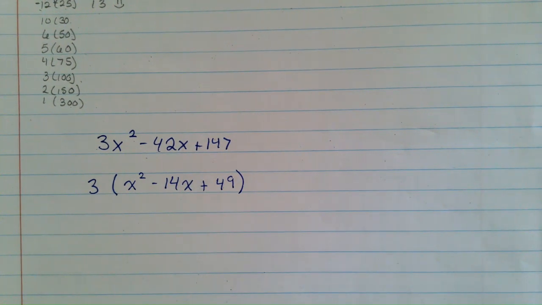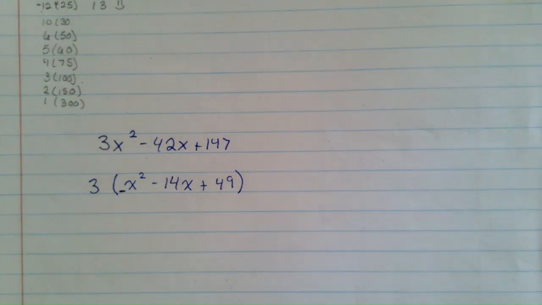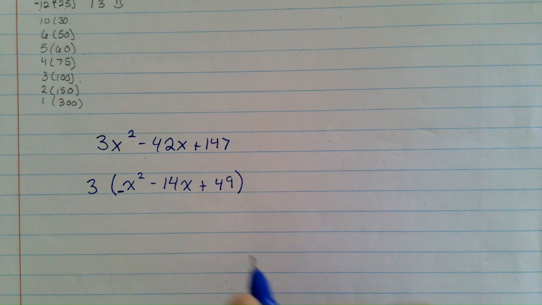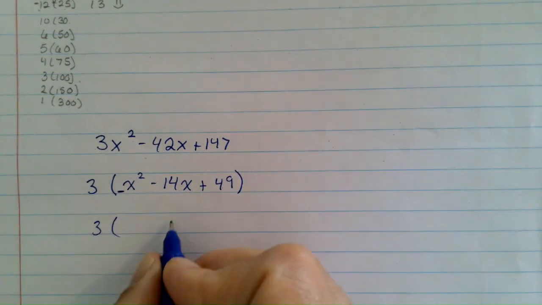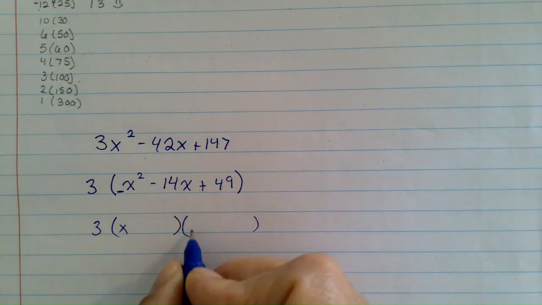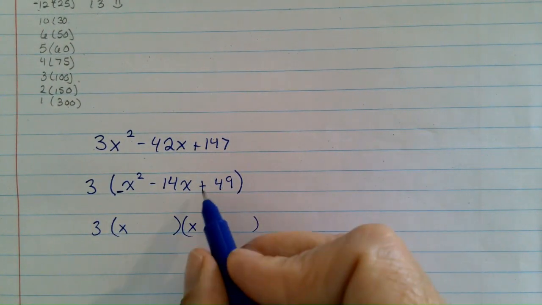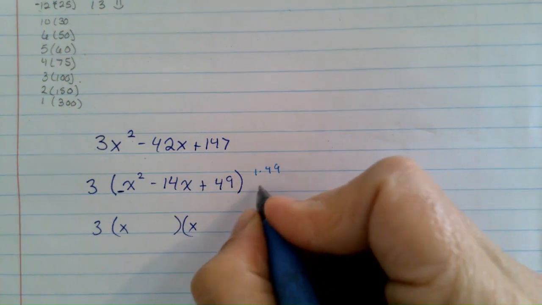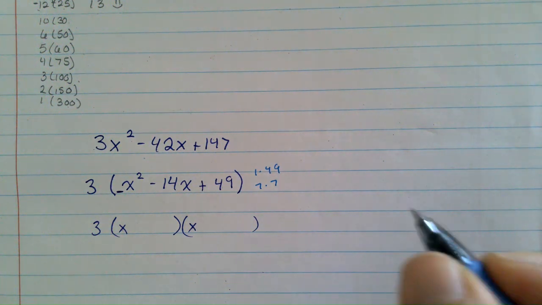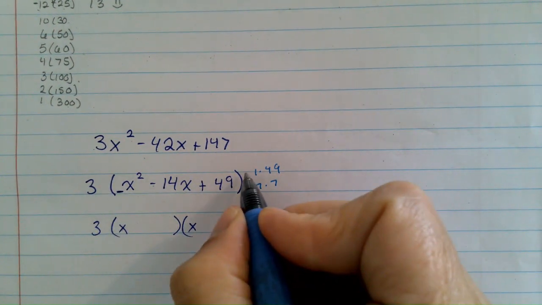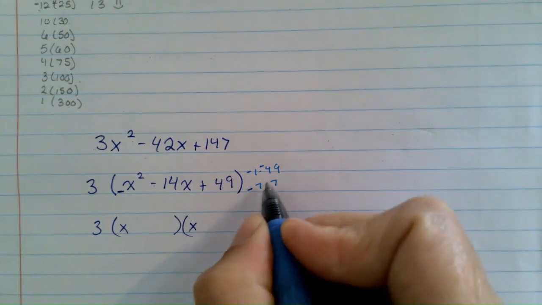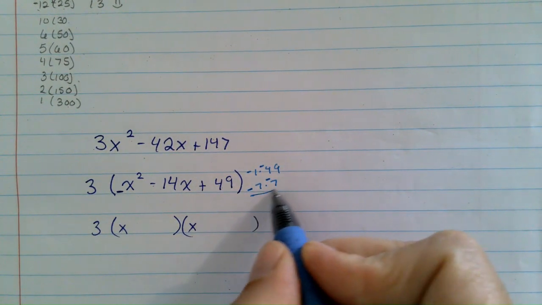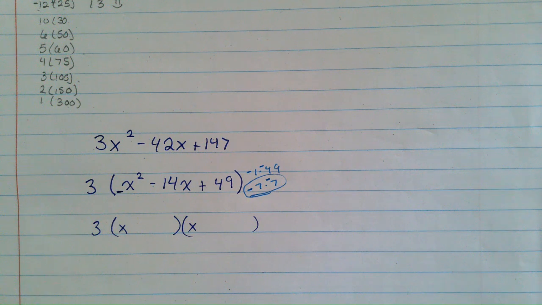Now I don't have to use the box and things like that, because my a value is 1, and in the last video we figured out that it was pretty easy to guess and check on these. We know that it has to be 3x times 3x. So the only way to multiply to 49 is either 1 times 49 or 7 times 7. Since we need a negative in the middle, we're going to make it negative 1 and negative 49, and negative 7 and negative 7. These are also going to add to negative 14.